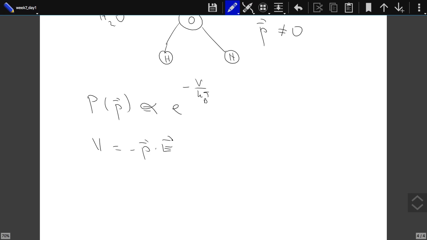So as T goes to 0, the smallest possible value of V will have the highest probability. And for the smallest value of V, P and E should be in the same direction. So at zero temperature, mainly they will be aligned with the electric field. At very high temperatures, when T goes to infinity, the exponent factor basically becomes 1, independent of P, and hence all polarizations are equally probable.